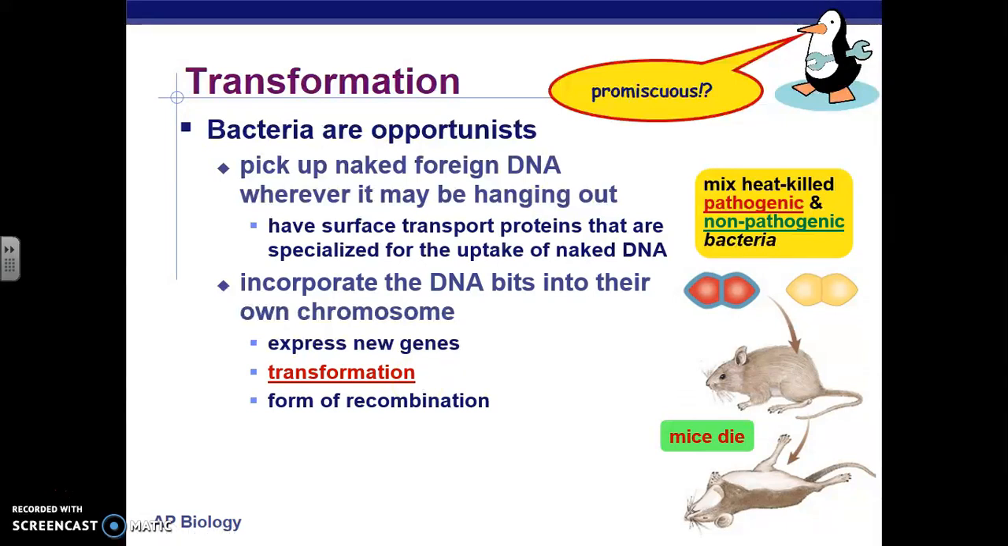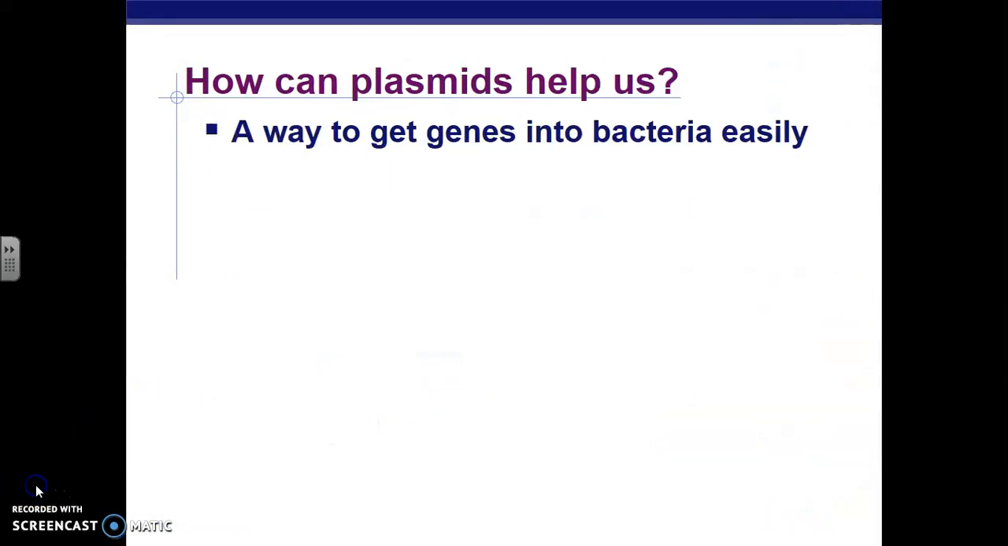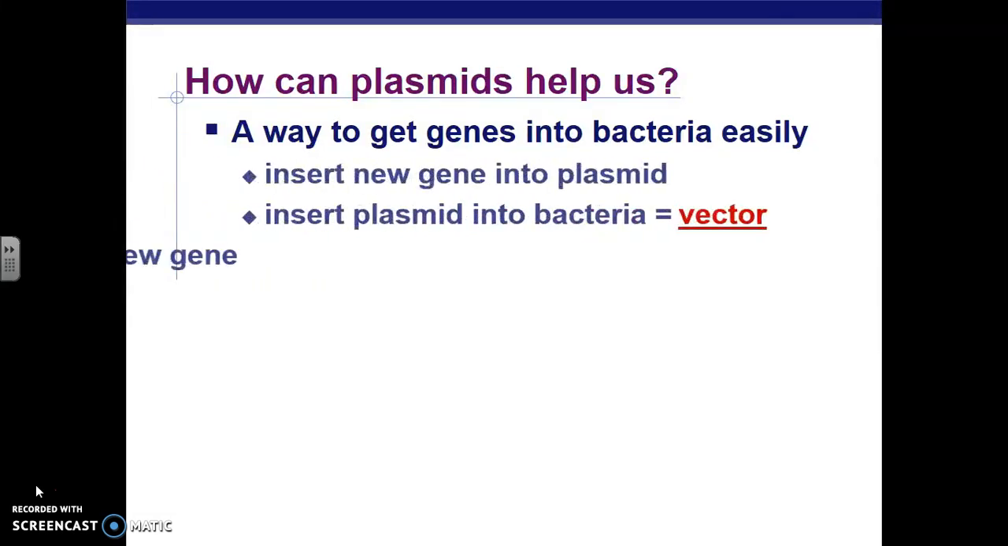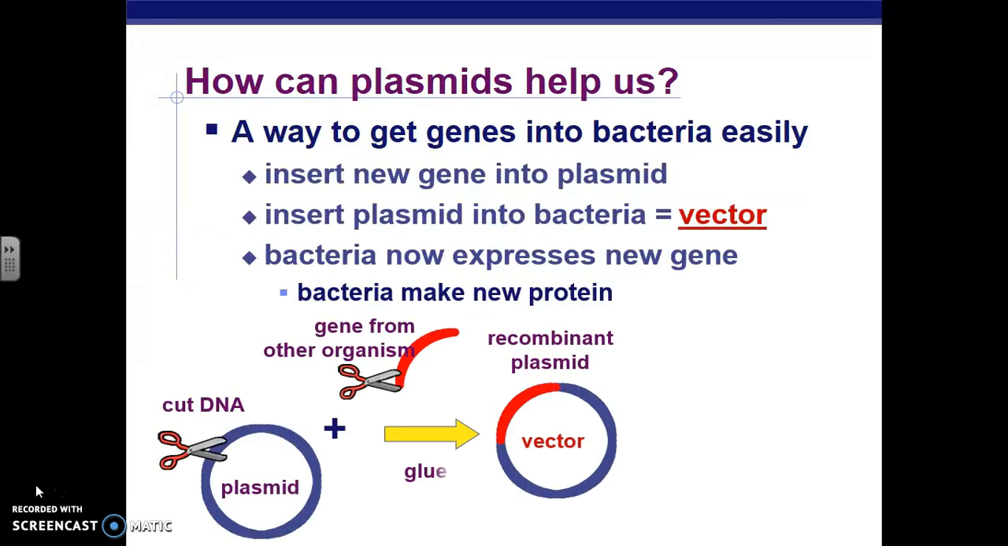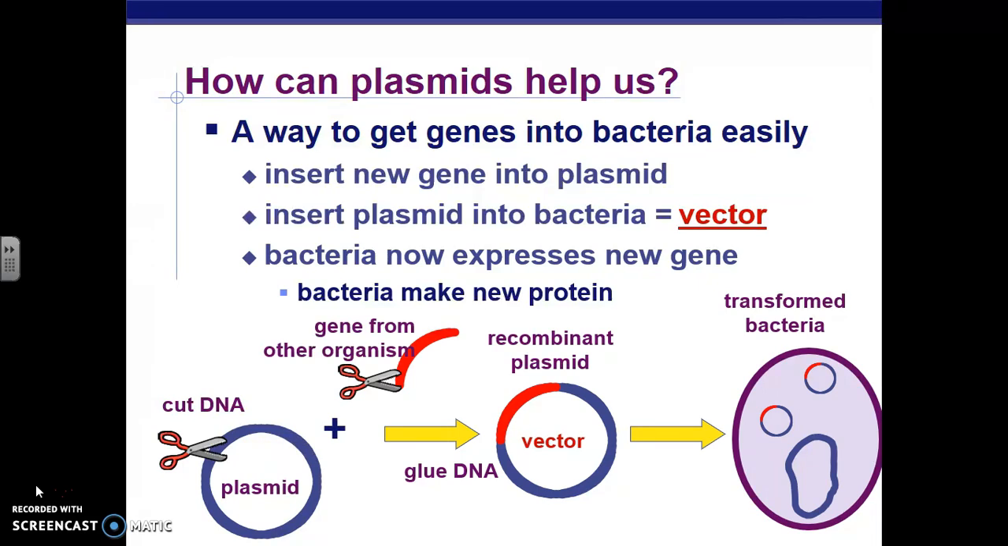So in some ways, when viruses were injecting their DNA into bacteria and then putting their DNA into the genome, that was recombination. When DNA from two different sources is combined, that's recombination. So we're going to see in this unit that we can use plasmids to help us. Okay, plasmids give us the ability to insert genes that we want into bacteria and make the bacteria produce them.